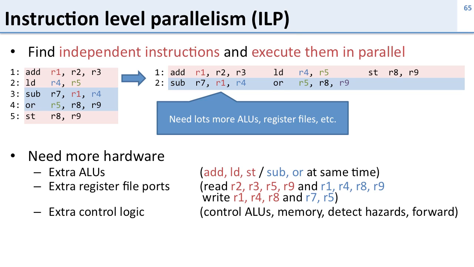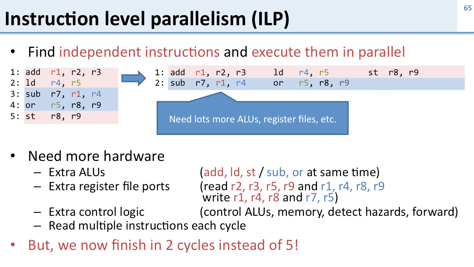We need extra control logic for figuring out how to control the ALUs, the memory, detect hazards, and do forwarding. And we need to be able to read multiple instructions for each cycle. So here we need to be able to read 1, 2, 3 instructions at the same time in order to be able to start them at the same time. But the benefit of this is that if we do these instructions in parallel, it now takes us 2 cycles to finish this program instead of 5.